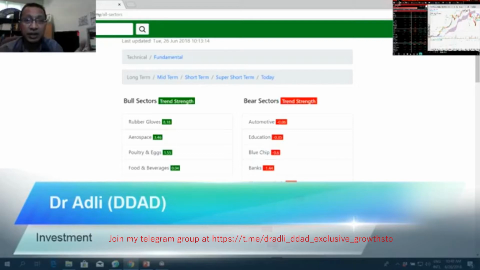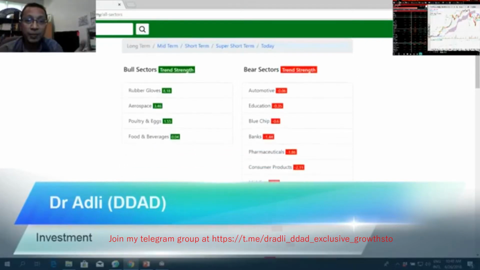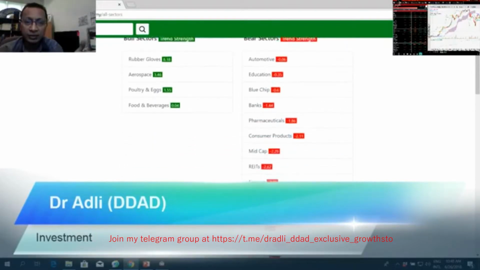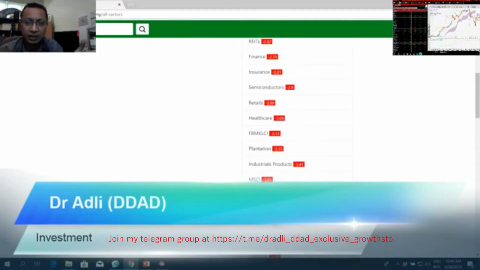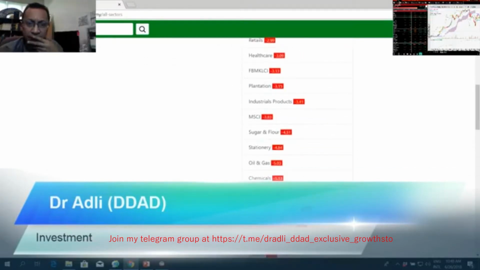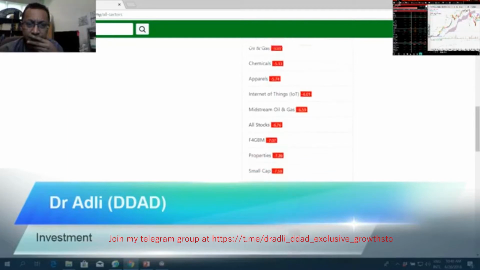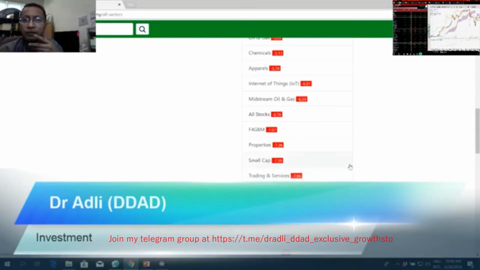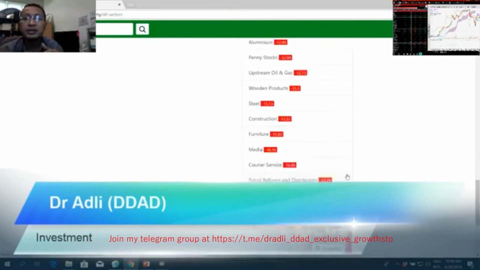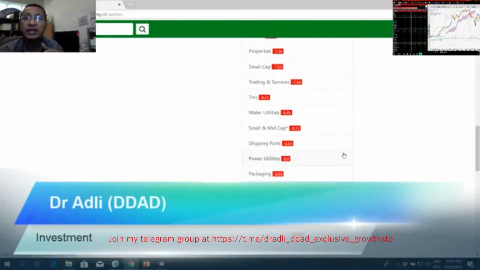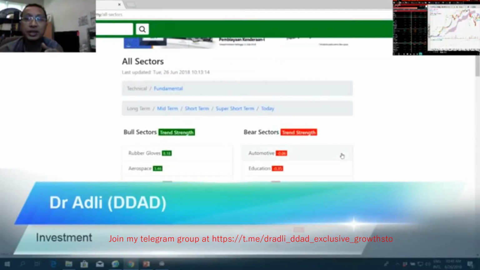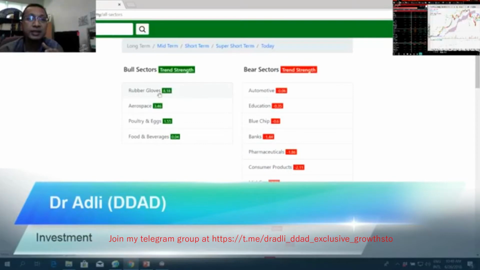All right, so let's say we want to go for trading and services just now. Okay, where is the trading and services? All right, this one. If you look at this, all the industries are negative, all red colors. The bull sectors are these: rubber and rubber glove, aerospace, poultry and eggs, and food and beverages.